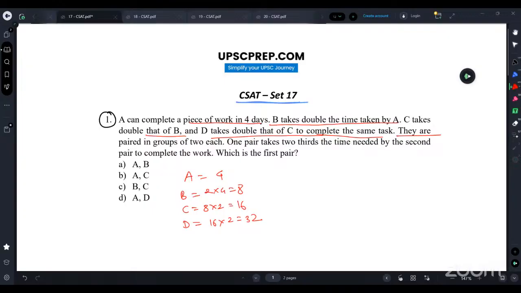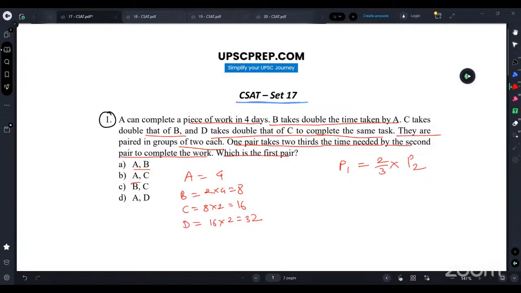Now, they are paired in a group of 2 each. So these are the pairs mentioned in the options, right? One pair takes 2/3 the time needed by the second pair to complete the same task. Let's say P1 is the first pair. They are saying that it will take 2/3 the time taken by the pair P2, right? Now we have to find out the first pair. Now how do we solve this, guys?